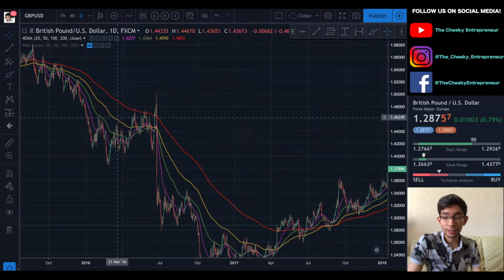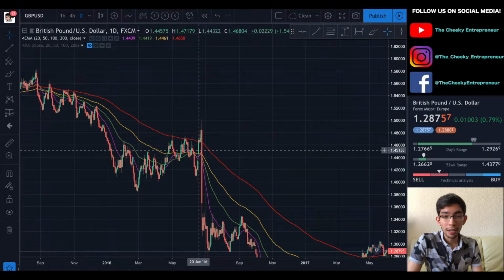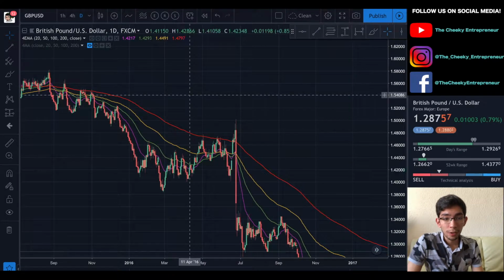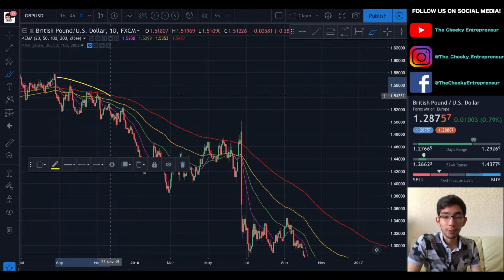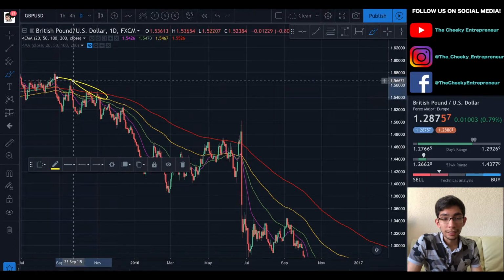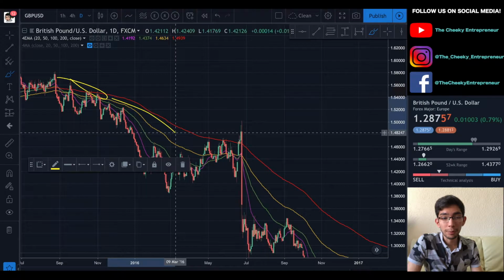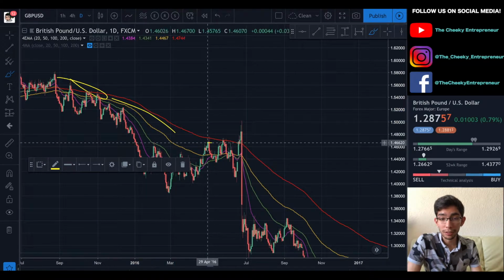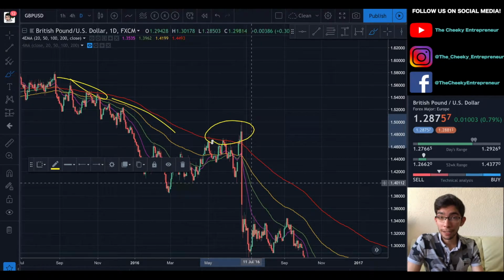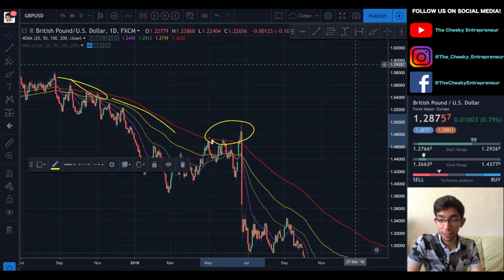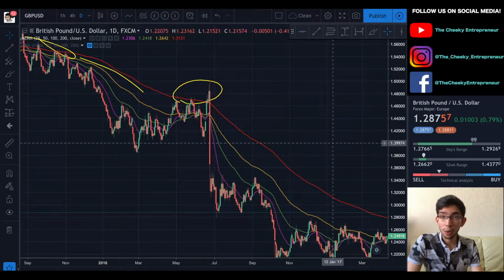So for instance, if we take a closer look at this area over here, we see that whenever we have this 200 EMA around here, we have seen several bounces and the price started moving downward. Then we saw another couple of bounces around here. We saw what is a fake out to the upside, but the trend actually continued going down.